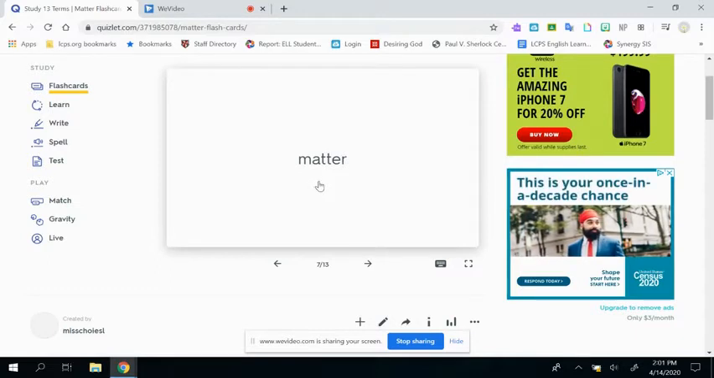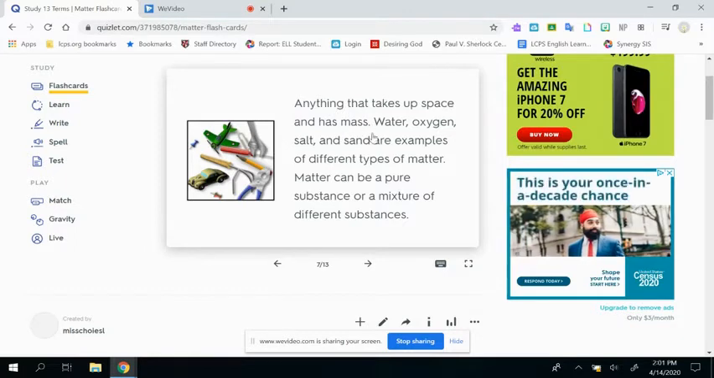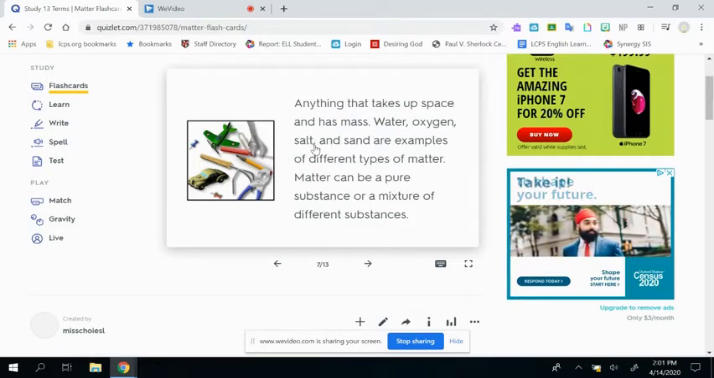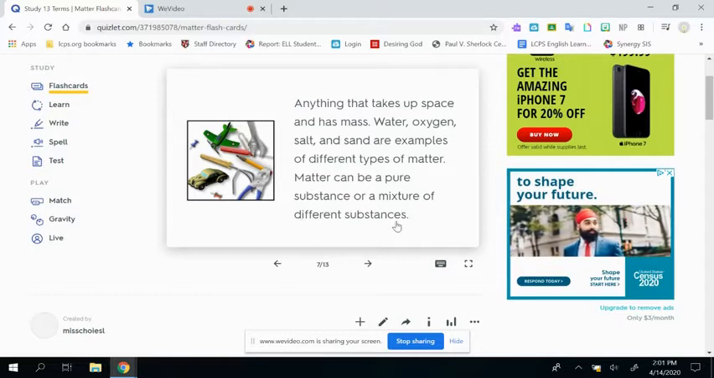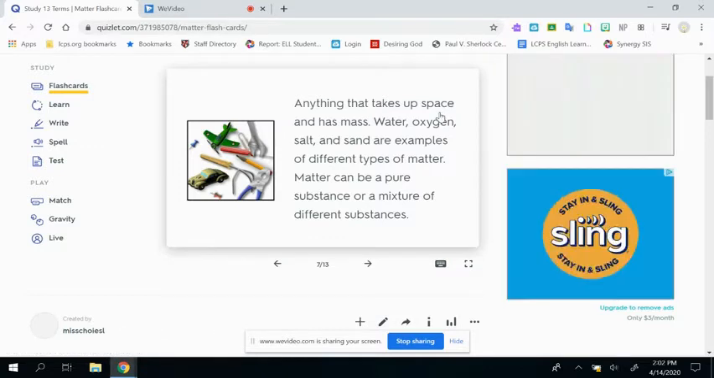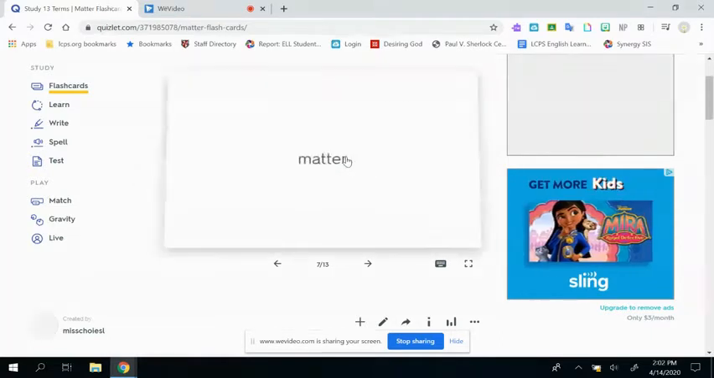Matter is anything that takes up space and has mass, which is another one of our vocabulary words. Mass is pretty much how much things weigh. Water, oxygen, salt, and sand are examples of different types of matter. Matter can be a pure substance or a mixture of different substances. Look around your room right now. Everything that you see is made up of matter because it takes up space, right? Today we're going to learn about the 3 different forms that matter comes in. So that is what matter is.